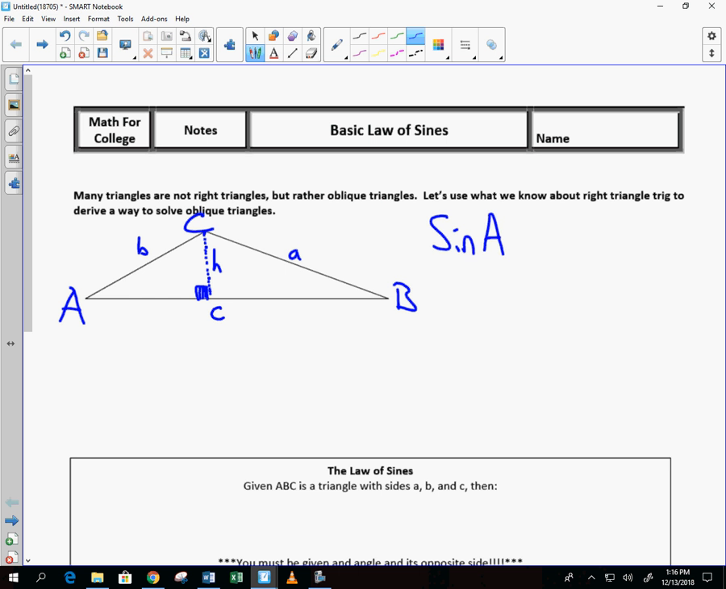Sine of A and sine of B. In terms of opposite, adjacent, and hypotenuse, do you remember what sine is? Opposite over hypotenuse. So if you look at A, the opposite side would be H, and the hypotenuse would be B, right? Everybody agree that sine of A is H over B? Sine of A is H over B.